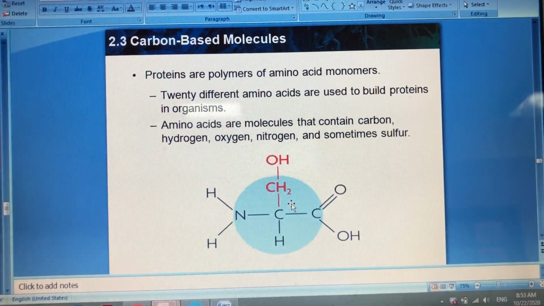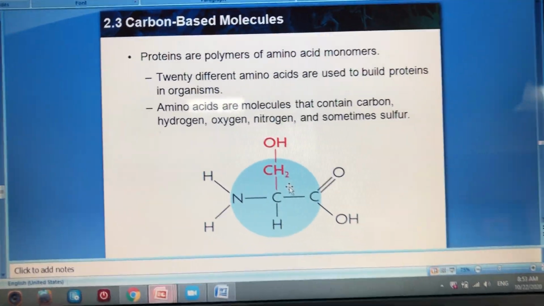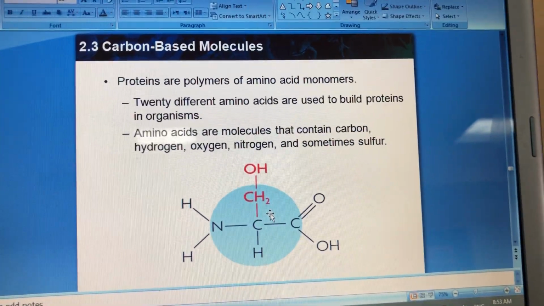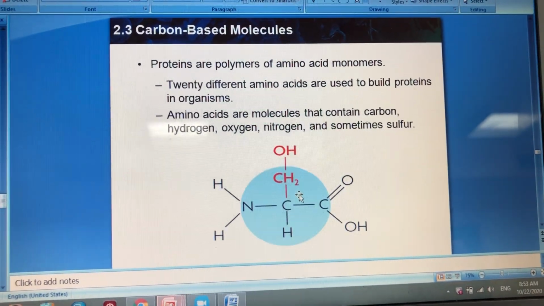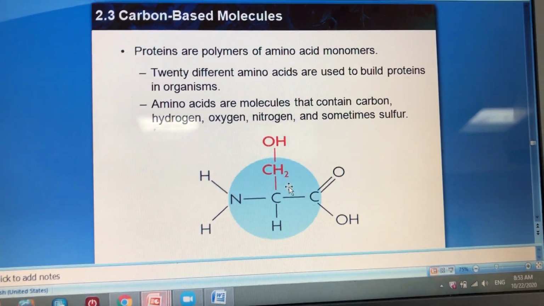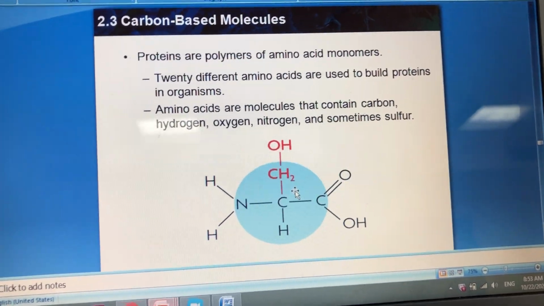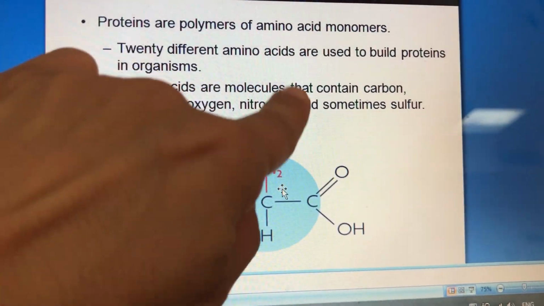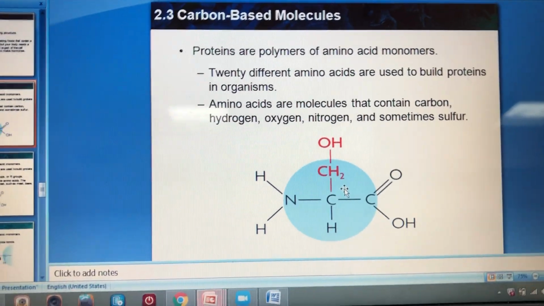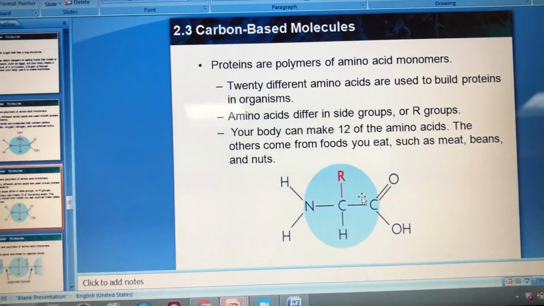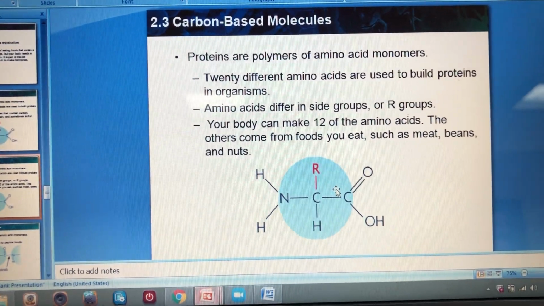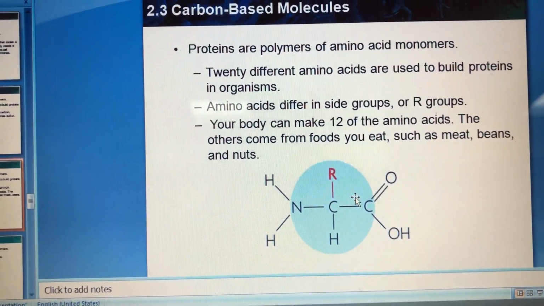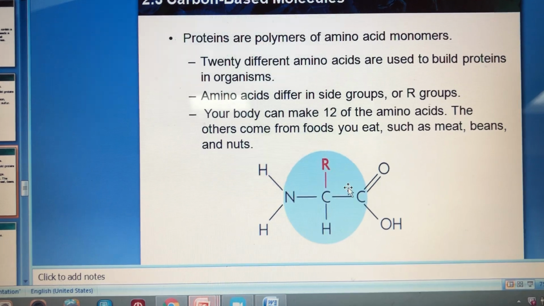Now, proteins are polymers of amino acids. We have 20 different amino acids used to build proteins in organisms. The amino acids are made of hydrogen, oxygen, nitrogen, and carbon. So this is the difference between a protein and other carbon-based molecules. They have extra nitrogen, and some proteins have sulfur. These 20 amino acids are different in the R group. Your body can make 12 of the amino acids, and the others come from the food you eat.